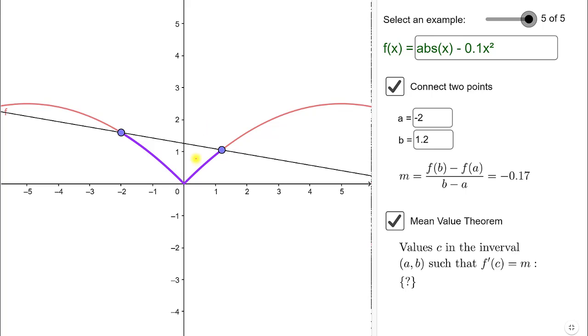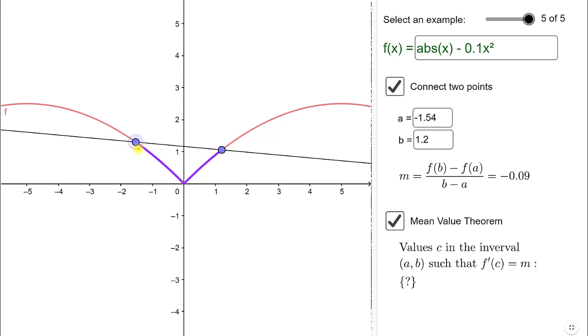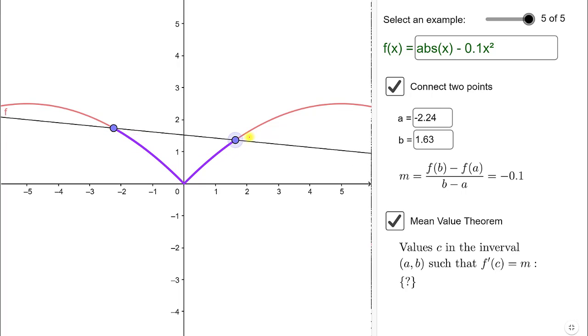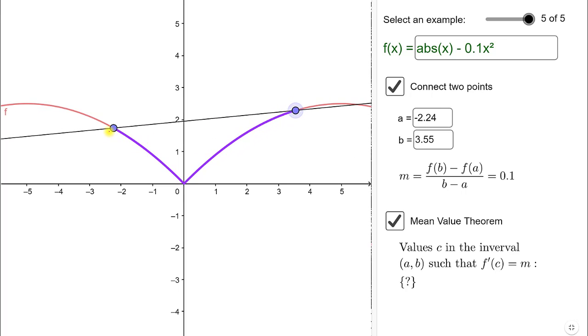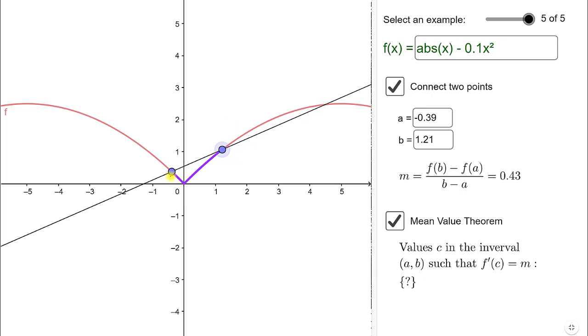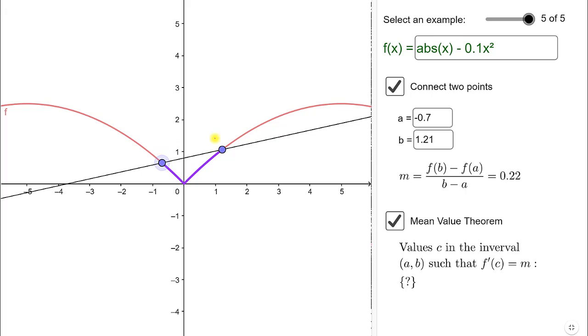In this case, the function is even continuous, but it just has one x value where it's not differentiable, right at 0. See, the function is the absolute value of x minus 0.1 x squared. And so, yeah, there's no c value where the slope at c is the same as the slope of the average rate of change. Of course, I can make it appear. It might appear, but it doesn't necessarily have to. All right, let's go back to the slides.